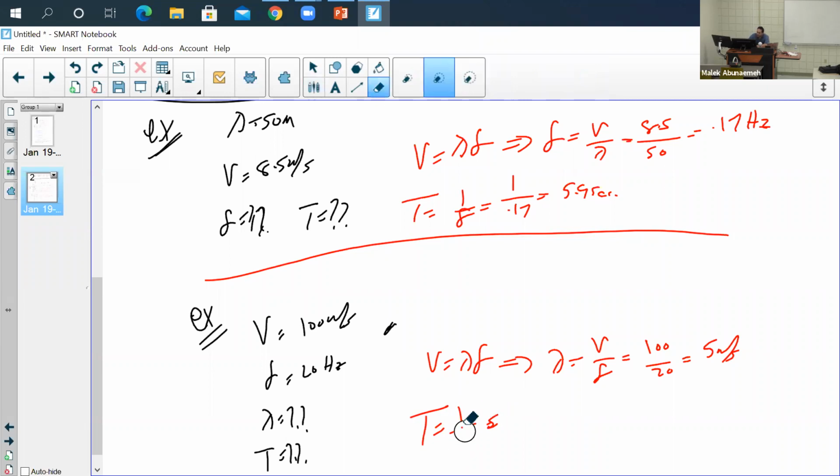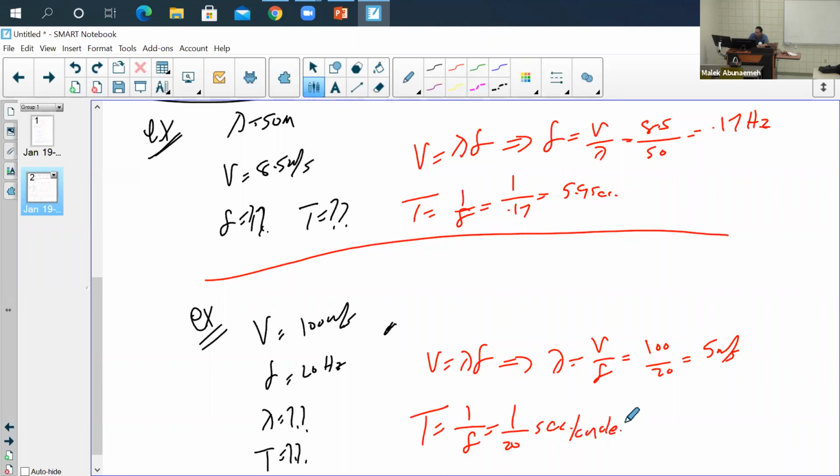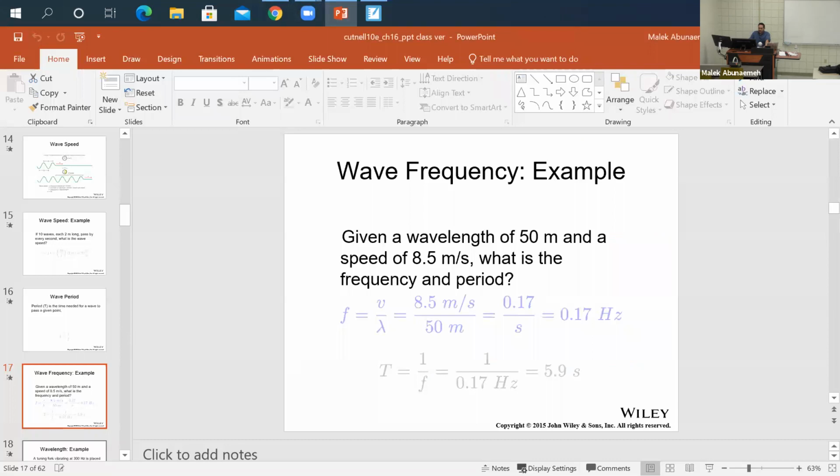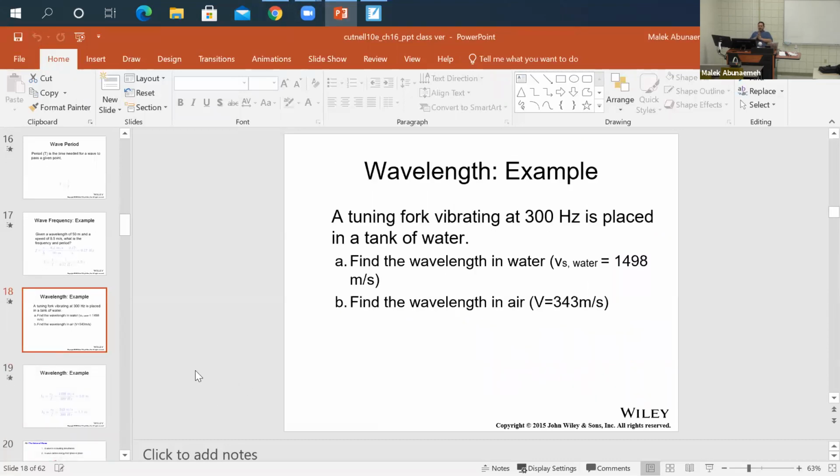For your period, let me just write this down. It is 1 over the frequency, which is going to be 1 over 20 seconds, or you can say seconds per cycle. Excellent. So let's do another example, shall we?